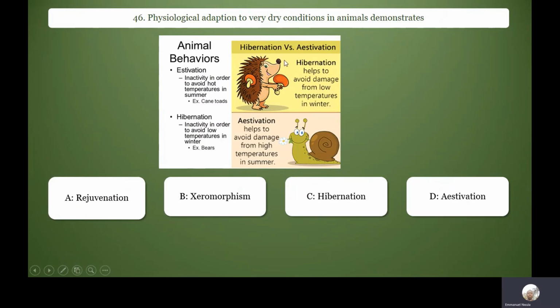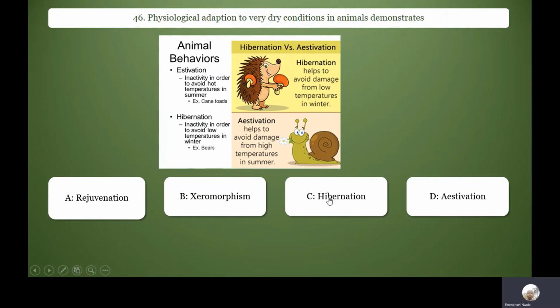Physiological adaptation to very dry condition in animals demonstrates estivation. Animals go into a very quiet, very dormant, inactive stage to avoid very hot and dry conditions. It's called estivation. They are very inactive in those periods. It is called estivation because of the harsh weather condition, the hot weather, the dry weather conditions.